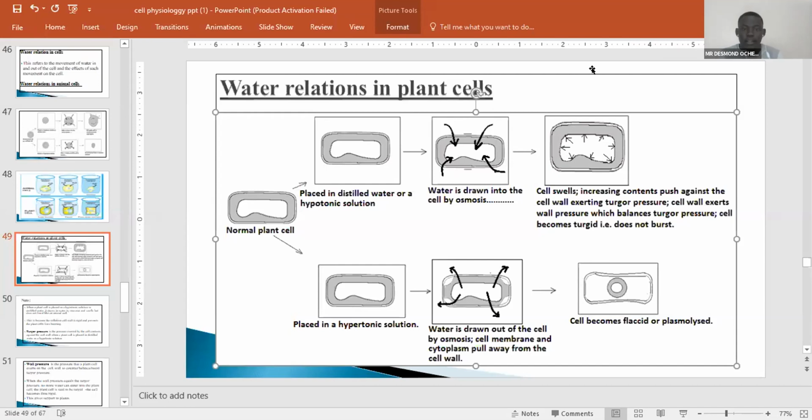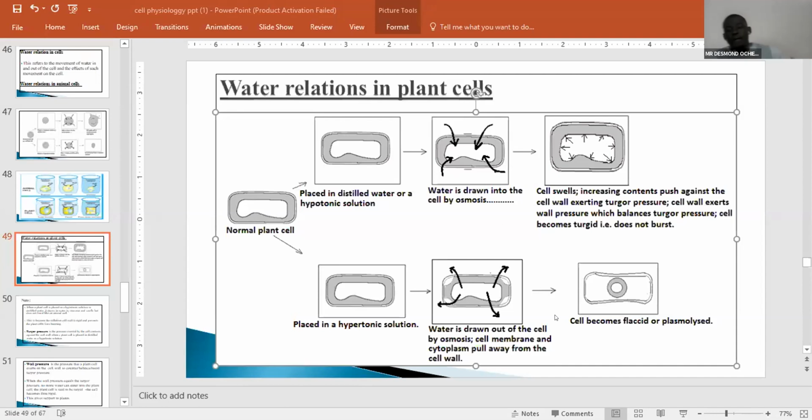So when we talk about plasmolysis, it is the process by which plant cells lose water when they are placed in a hypertonic solution, and then they become flaccid. Now, the opposite of the word plasmolysis is deplasmolysis.